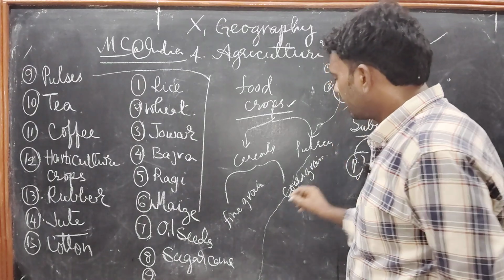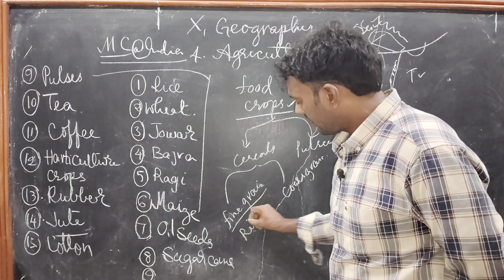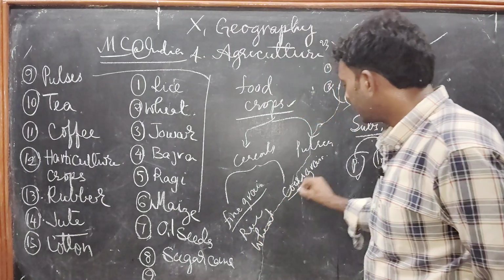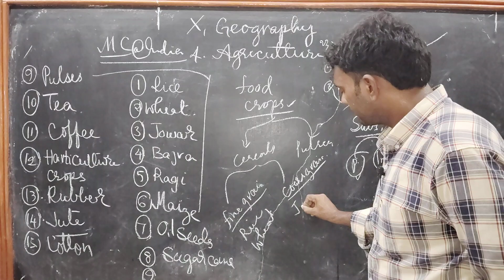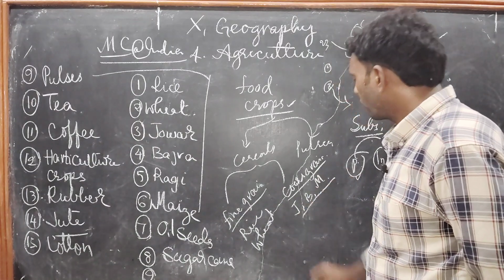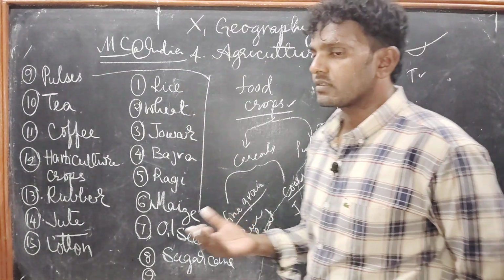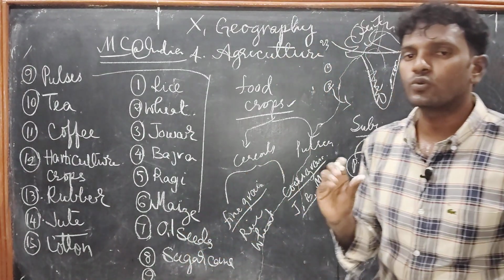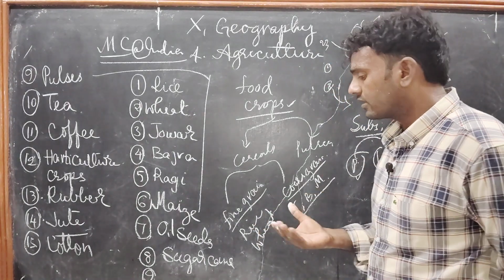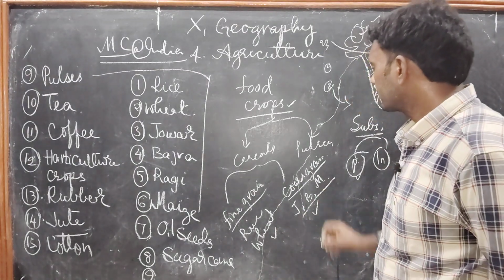See here, there are two fine grains, rice and wheat. Coming to coarse grains, there are jowar, bajra, maize. These are the coarse grains. Fine grains means the surface of the seed coat is very smooth, and coming to coarse grains, the grain is a little bit rough in nature. Based on that, it is divided into two parts.